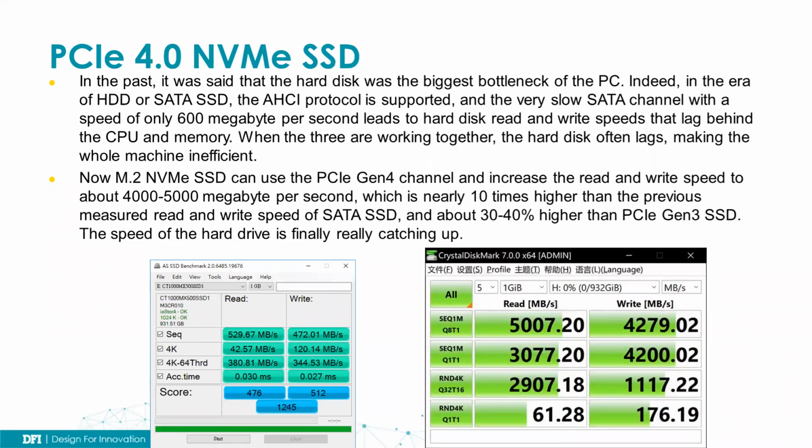In the past, it was said that the hard disk was the biggest bottleneck of the PC. Indeed, in the era of HDD or SATA SSD, the AHCI protocol is supported, and the very slow SATA channel with a speed of only 600 megabytes per second leads to hard disk read and write speeds that lag behind the CPU and memory. When the three work together, the hard disk holds things up, making the whole machine inefficient. Now, M.2 NVMe SSDs can use the PCIe Gen 4 channel and increase the read and write speed to about 4,000 to 5,000 megabytes per second, which is nearly 10 times higher than SATA SSD, and about 30 to 40% higher than PCIe Gen 3 SSD. The speed of the hard drive is finally really catching up.